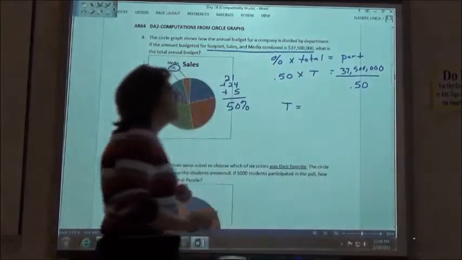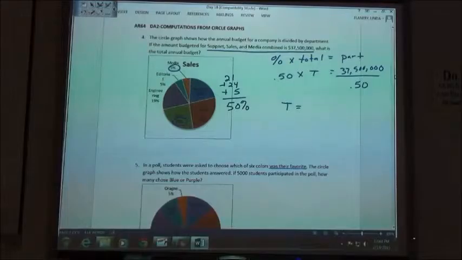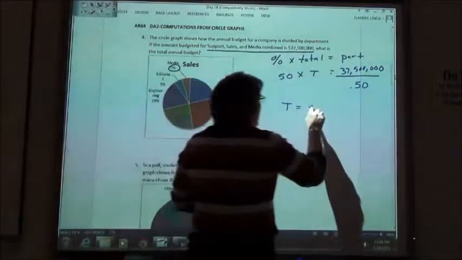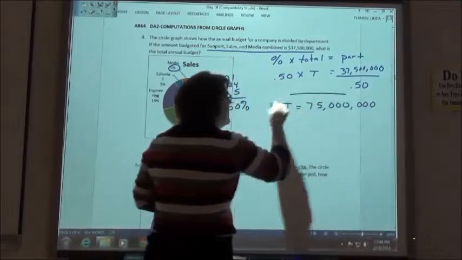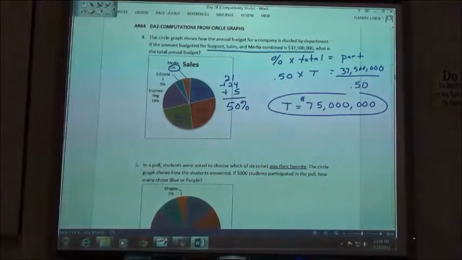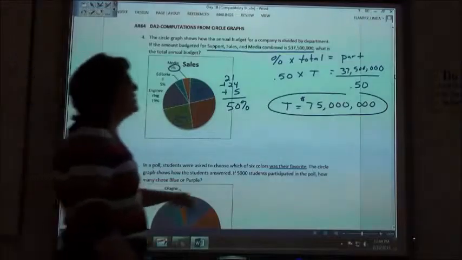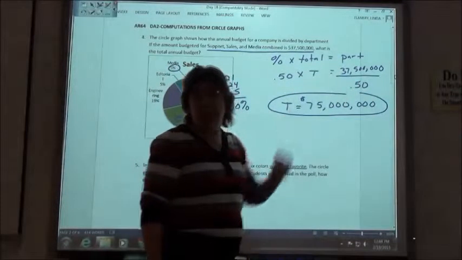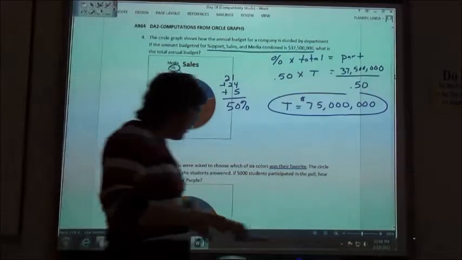So the total of our entire pie chart, if I take 37,500,000 divided by 0.50, is 75 million. Right? The total of my pie chart should be bigger than the part I spent on those 3 things. I wish I had that much money. So total is dividing. So if it says find the total, you're going to end up dividing, because we have to solve it. If it says find the part or find what I spent on these 3 things, then I end up multiplying.